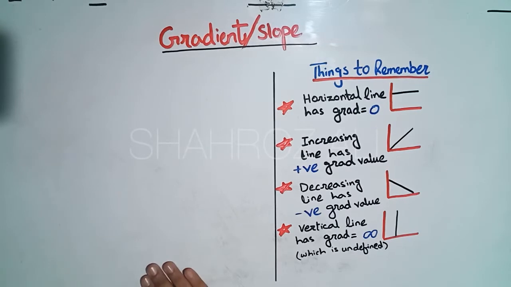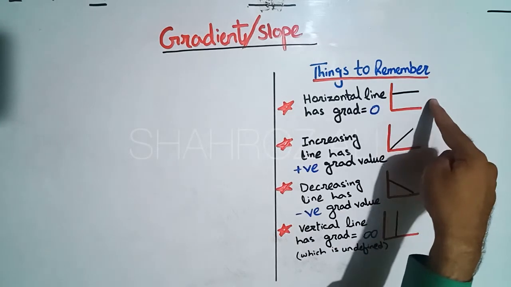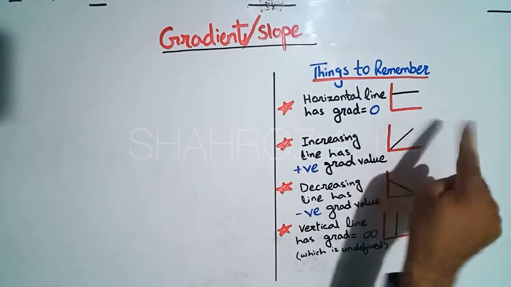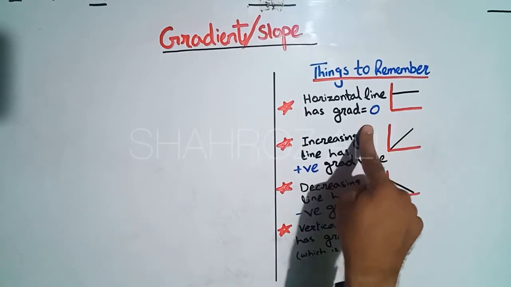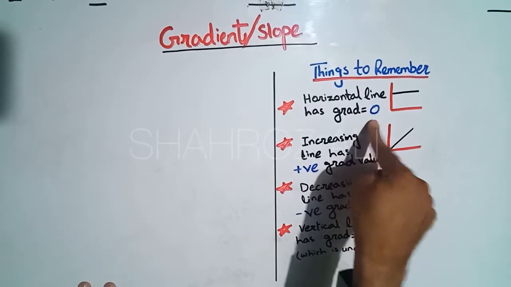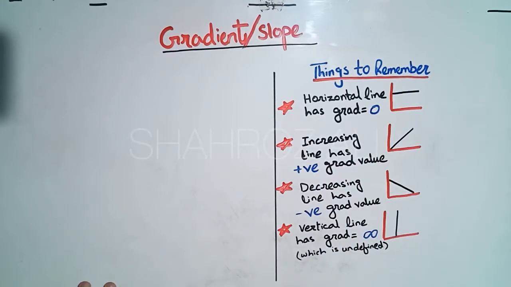Now there are a few things to remember before we start gradient or slope. Students, if we are taking different graphs, I am not specifically talking about speed-time or distance-time, I am just speaking generally about these four kinds of graphs. Suppose you have a graph in which the line is parallel to the horizontal axis, so this graph will have gradient 0. You have to remember that.